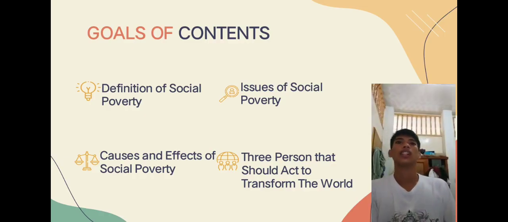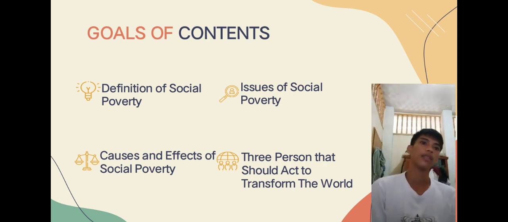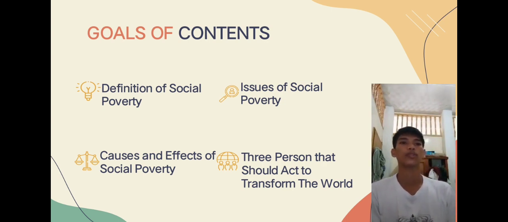So here we have the four goals of the contents. First, the definition of social poverty, which will be discussed after the slides. Then the issues of social poverty, the causes and effects of social poverty, and the three persons that should act to transform the world, which will be discussed later on.